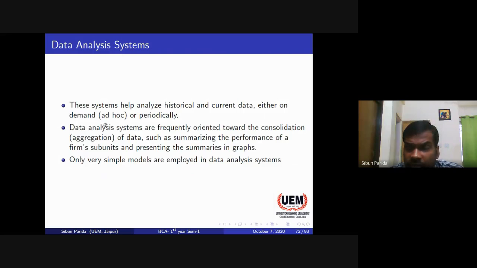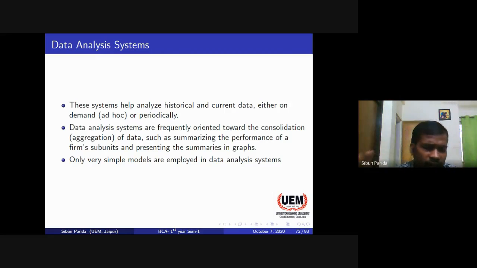Periodic data means year on year, month on month, quarter on quarter. Okay, so data analysis systems are frequently oriented towards consolidation. Consolidation means aggregation, you are aggregating the data, such as summarizing the performance of a firm's subunit and representing the summaries in a graph.